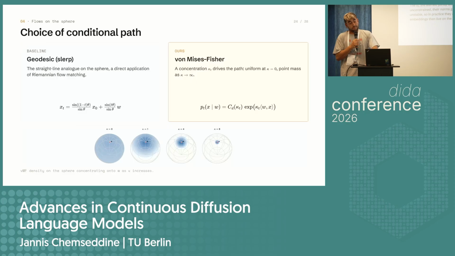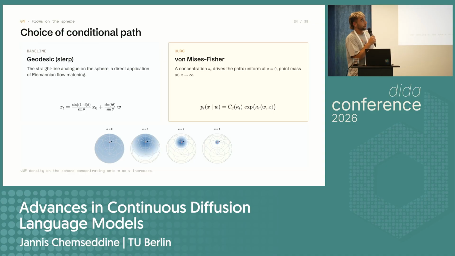Okay, then the next question would be, how do you do this on a sphere? I'm just going to tell you, I hope you believe me, that all the stuff you can do in RD, you can basically do on the sphere. With respect to flow matching, what we need are paths, right? That's the recipe. We need a conditional path and a conditional velocity.